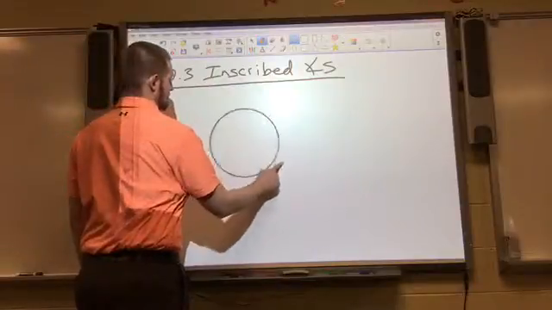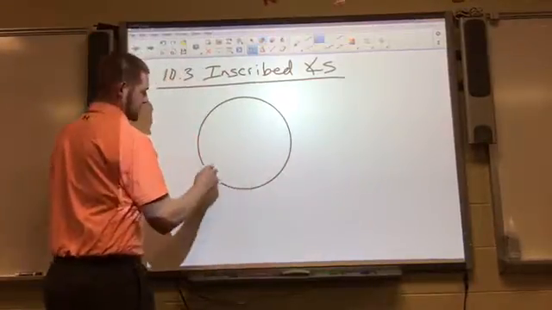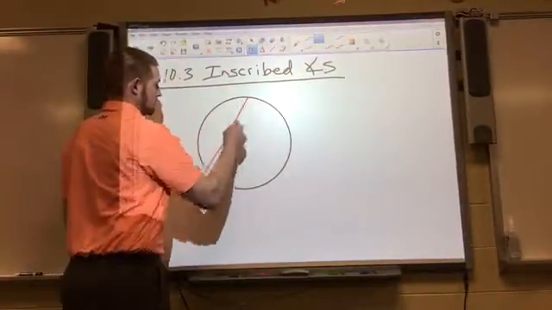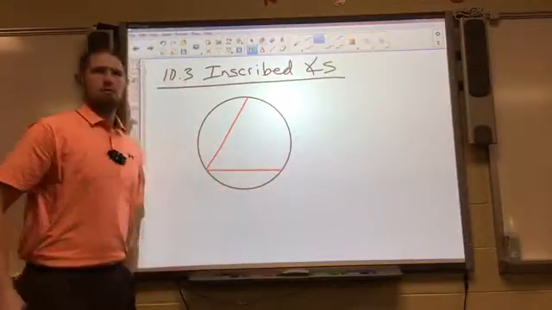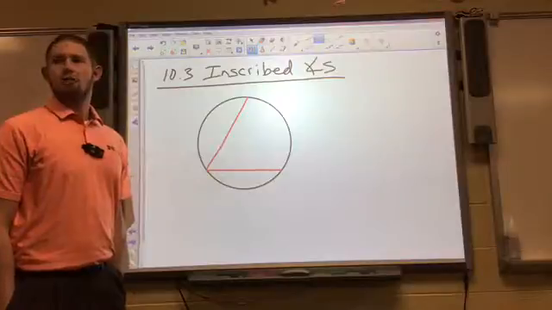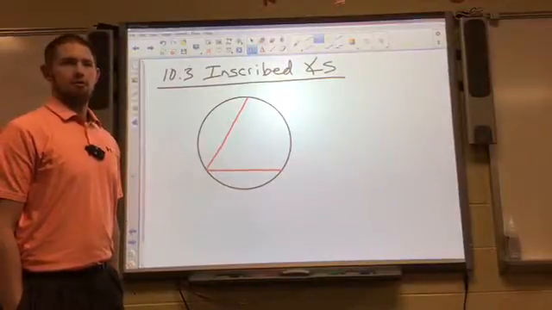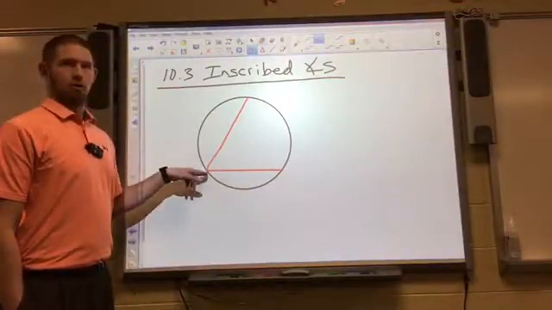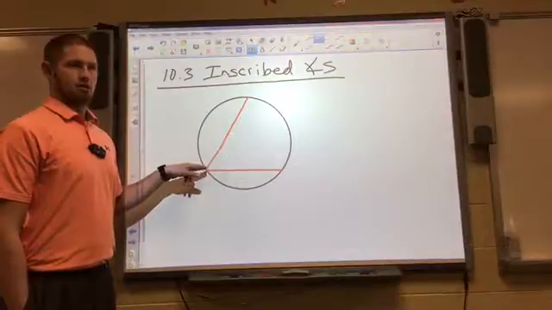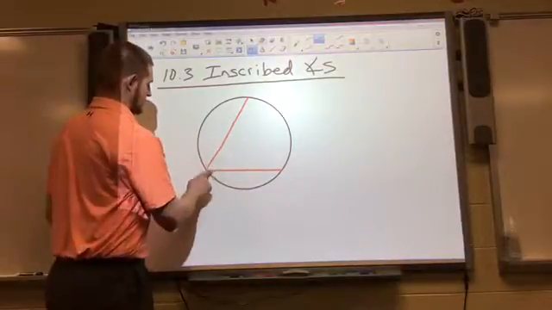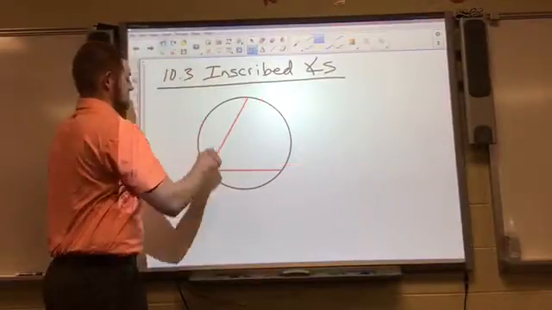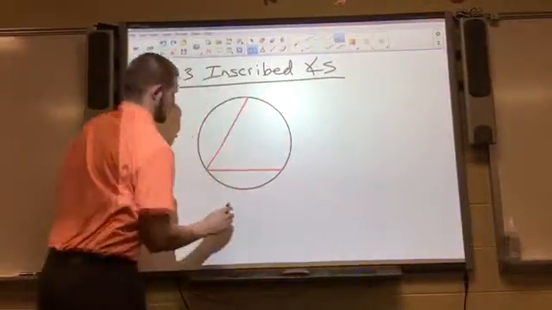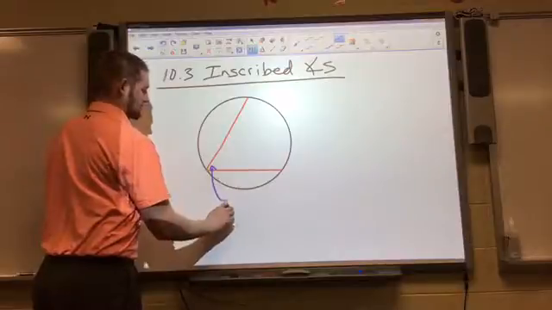Today, we're moving on to what is called an inscribed angle, which would be this. What do you notice about this? It's not in the middle anymore. Where is it? On the circle, right? Okay, it actually touches the circle. So if I were to take this and put it here, is that inscribed? No. It has to be touching the circle. Okay, so this would be an inscribed angle.